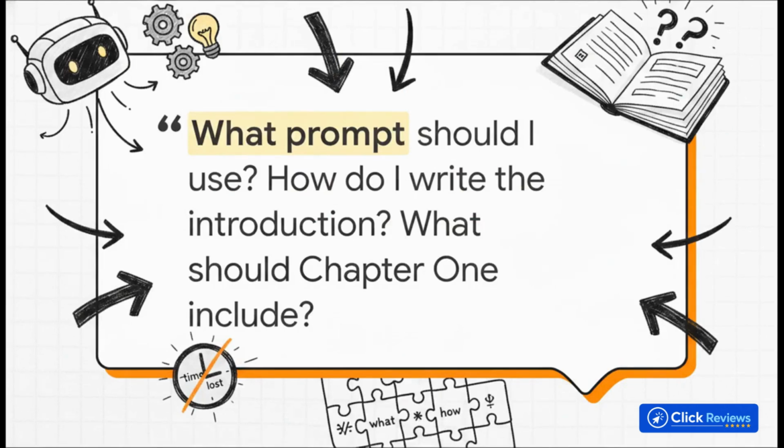The creator of KDP Publisher Pro points out that this frustration usually hits right out of the gate with an overwhelming flood of questions. You know, what prompt should I use? How do I write the introduction? What on earth should Chapter 1 include? Getting a successful book out of an AI isn't about just throwing random ideas at it and hoping for the best. It's about knowing exactly what to ask, precisely when to ask it, and how to guide it so you don't lose hours to trial and error and end up with some confusing, disjointed manuscript.